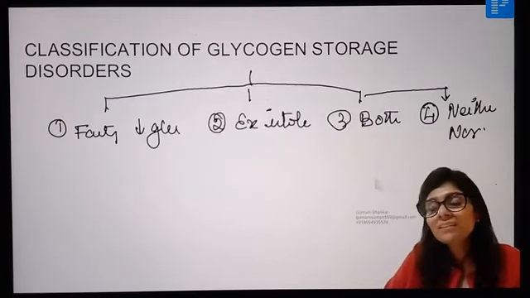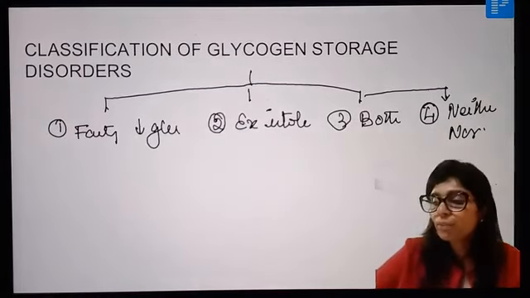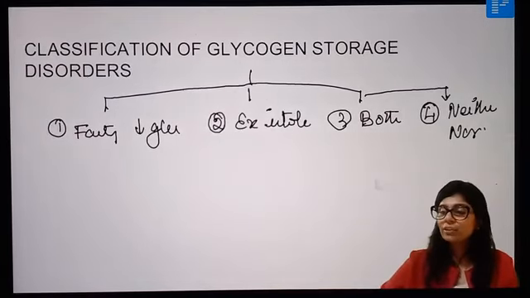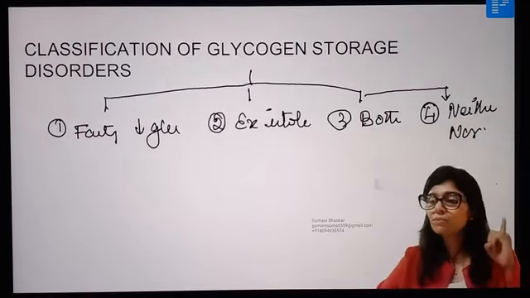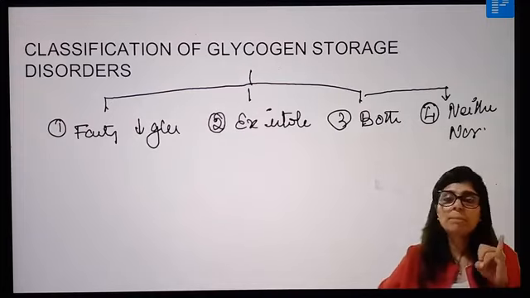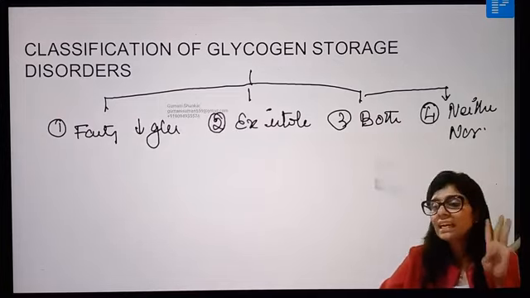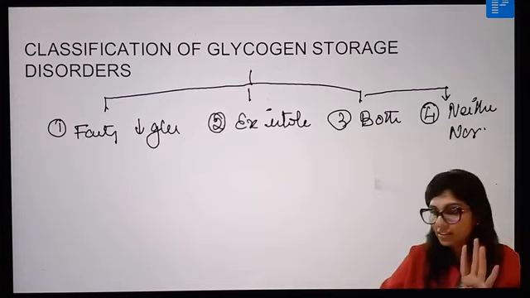Can you repeat this along with me, all of you? Please keep the chat box active. So tell me, what are the 4 categories of glycogen storage disorders? Those which present with fasting hypoglycemia, those which present with exercise intolerance, those which present with both, and those with neither fasting hypoglycemia nor exercise intolerance.